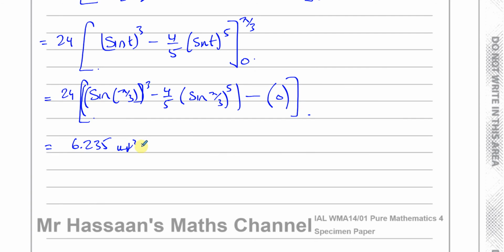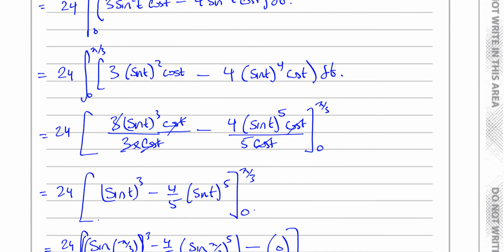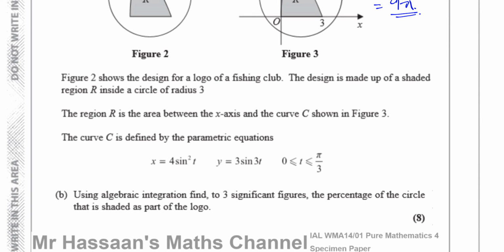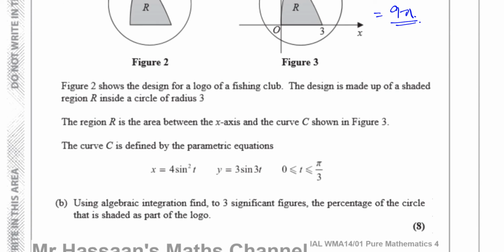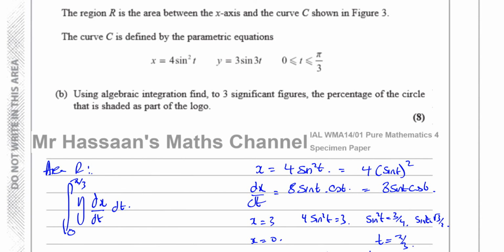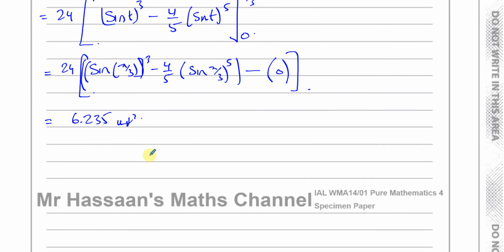units squared. And you got to find R as a percentage of the circle that is shaded. Okay, so the area of the circle is 9 pi. So the percentage of the logo, which is the whole circle, that's shaded is going to be 6.235 over 9 pi times 100%.